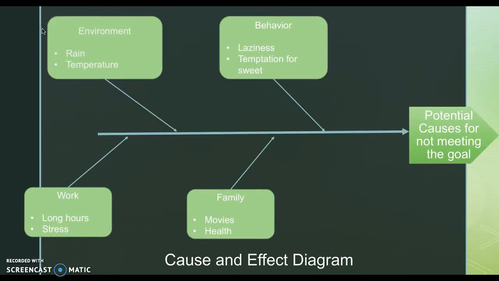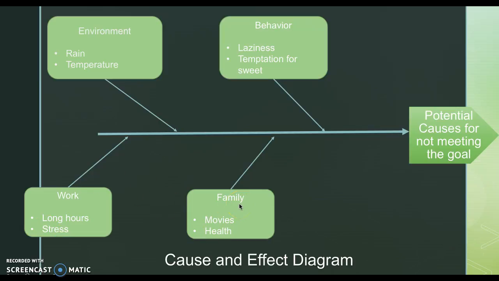So doing some more digging into the cause and effect of why I wasn't able to meet my goals, I plotted the cause and effect diagram. The four subcategories that I chose to put in this diagram are, first, work. At work, if I had to work long hours, I was coming home stressed and tired, and because of that I couldn't do my steps. Or feeling stressed, you tend to intake more sweets, and maybe I ate dessert that day.